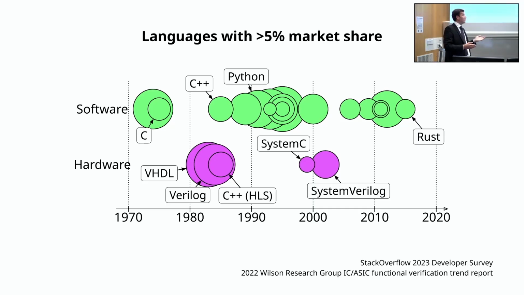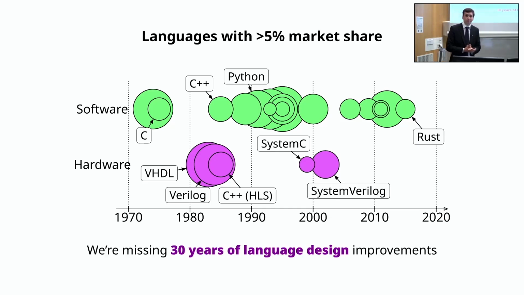The point of this is that we have all of these cool ideas in software that we haven't seen in hardware because the languages we used predate these ideas. And so we are essentially missing out on 30 years of programming language development.